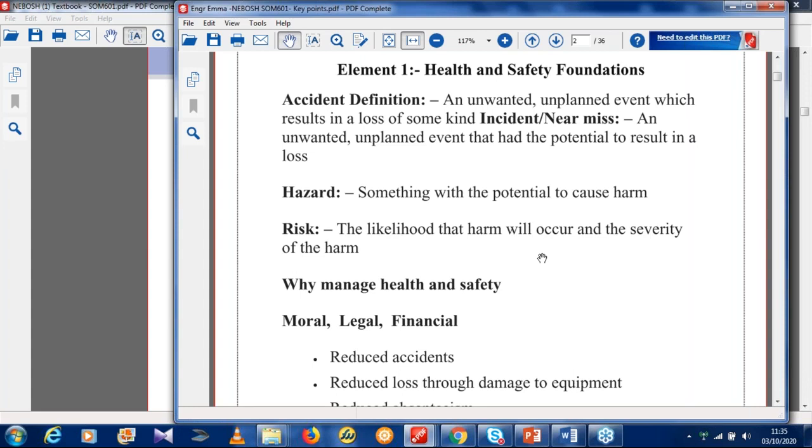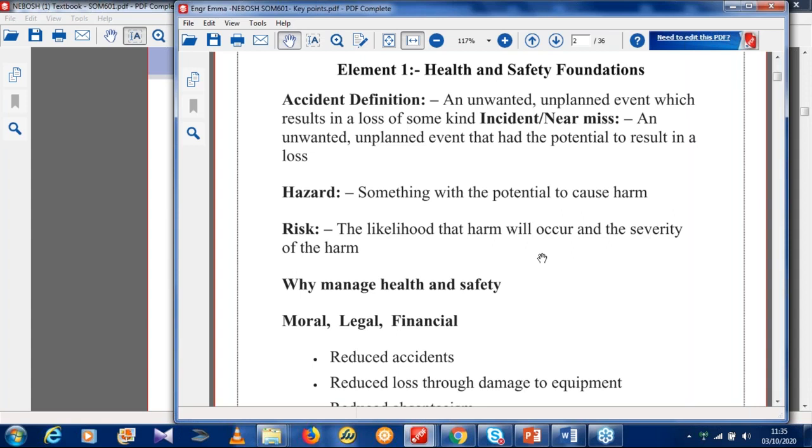So in a very brief form, we say yes, the likelihood that harm will occur and the severity of the harm. But in a more elaborate definition, you describe it as the probability or likelihood that what now? A hazard will cause harm in relation to what now? The severity or consequence of such exposure to the what now? To the hazard. Now, what are we talking about?